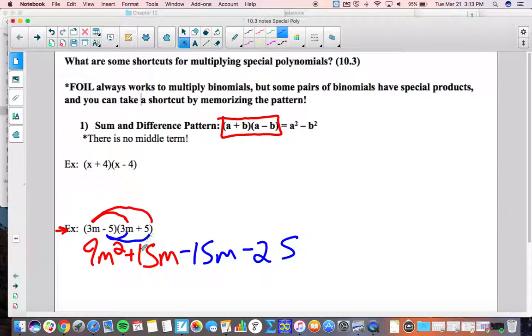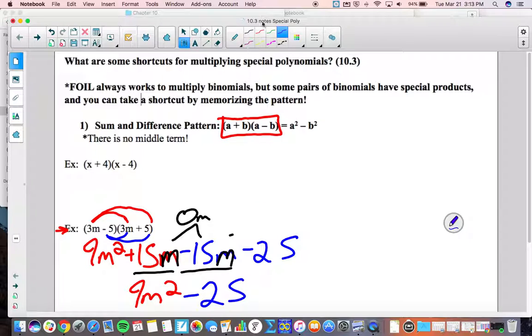So remember, now we look to combine like terms, and we can combine the 15m and the negative 15m. We combine them because they both have m. They both have the same ending or are like terms. So we add the coefficients together. So 15 plus negative 15, or 15 minus 15, is 0m. There's 0m, so we don't need to write that down. So we'll bring down our m squareds that we couldn't combine anywhere, and we'll bring down our negative 25 that we couldn't combine with anything. And this is, folks, our final answer.